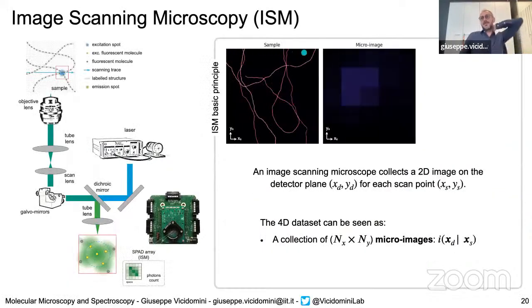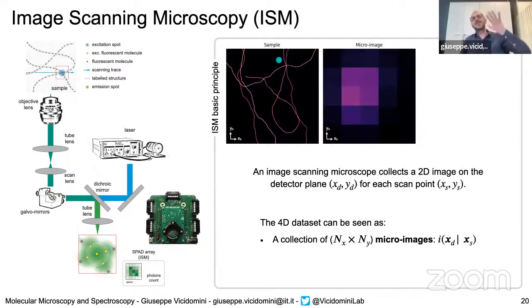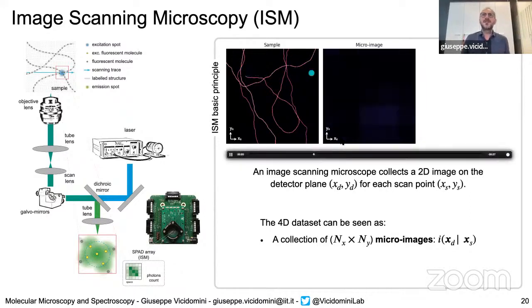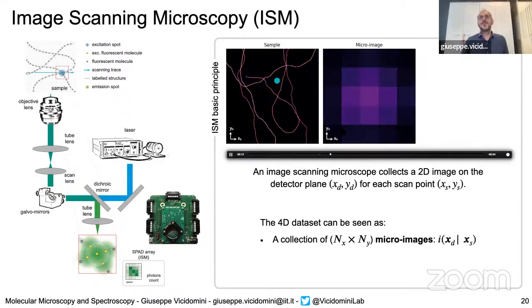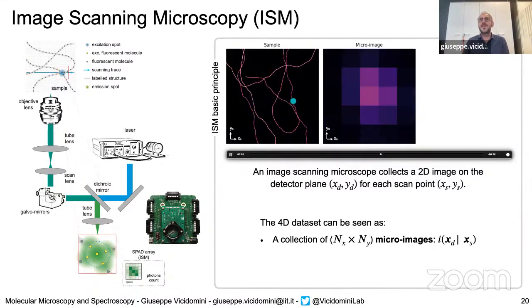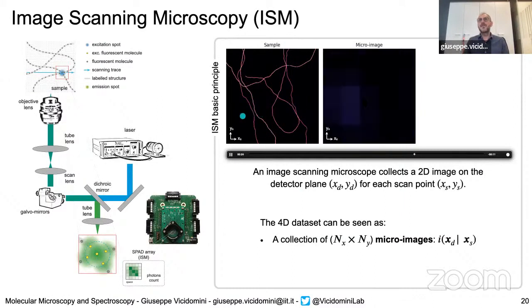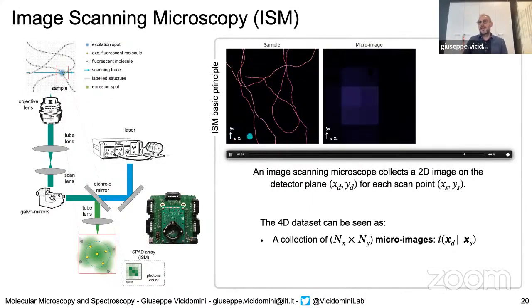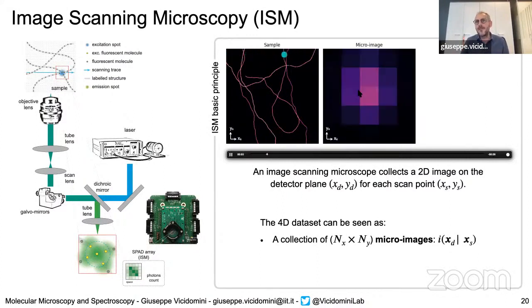Let me explain better how image scanning microscopy works, and specifically how we implement it with our SPAD array detector. As I told you before, in laser scanning microscopy, what you do is scan your beam across the sample. In this case, for each position of the beam, you can collect what is called a micro image. For each position, I count the photons that come from this position, and I do not only count, but I make an image of them. That's what we call micro images. For each point of the sample, we have a micro image.